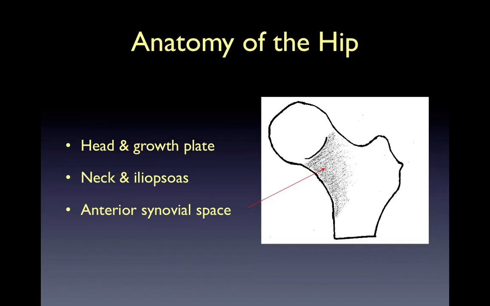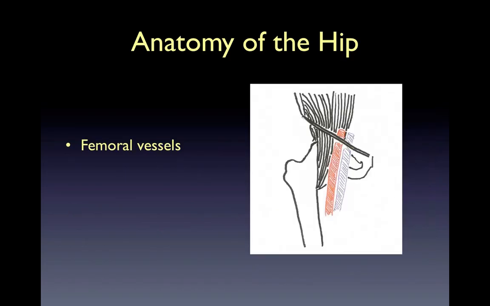So if you can remember these three structures, head with growth plate, neck iliopsoas, anterior synovial space, you've learned 90% of what you need to know to perform hip sonography. Additionally, you'll need to remember that the femoral vessels are located just medial to the hip joint and may at times be visible when scanning the joint. The femoral nerve, not shown here, lies lateral to the femoral artery.